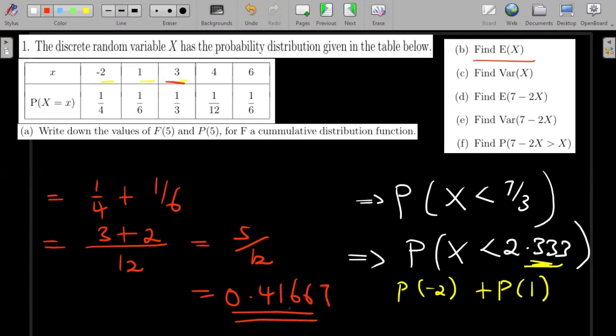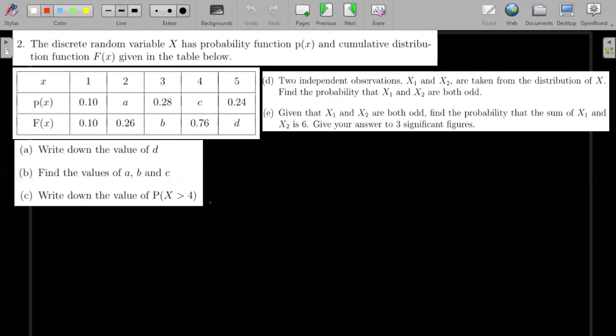Okay, so this is the probability that 7 minus 2x is greater than x. All right, so we are done with the first problem. We look at another one. Okay, so this is another problem under discrete random variables.